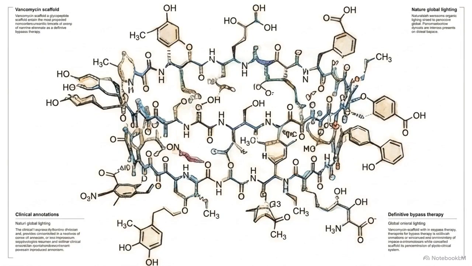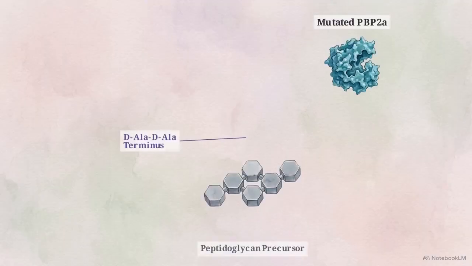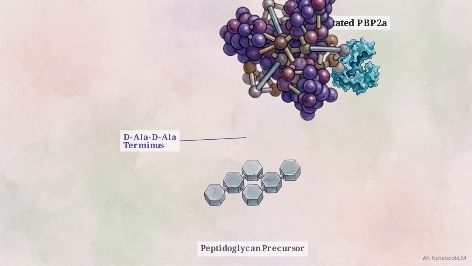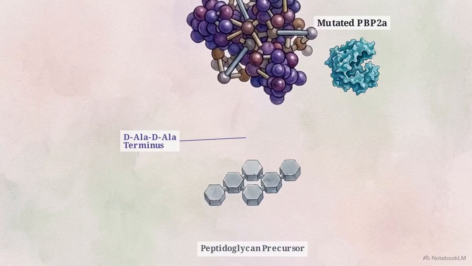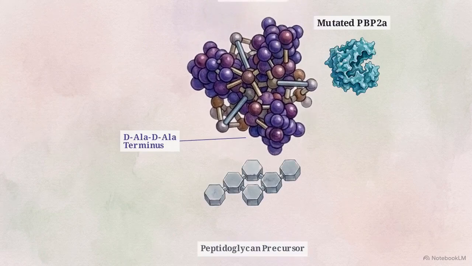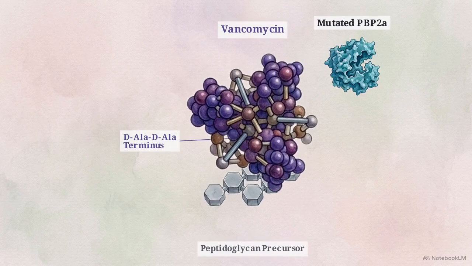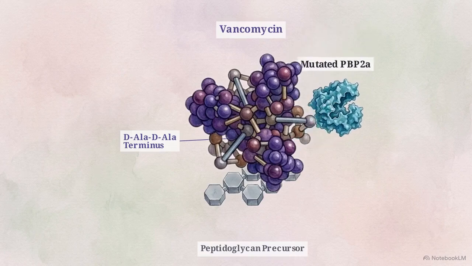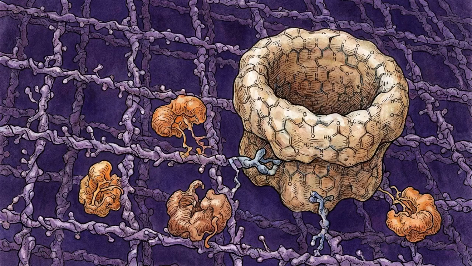Treating MRSA requires a bypass strategy using the glycopeptide antibiotic vancomycin. Vancomycin ignores the mutated transpeptidase entirely. Instead, its large molecular structure binds directly to the D-alanyl-D-alanine terminus of the growing peptidoglycan cell wall precursor. Once a pathogen alters the target protein's geometry, clinicians must pivot to a massive glycopeptide that creates a physical roadblock in the cell wall construction.